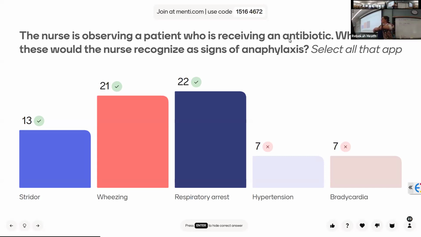Wheezing, right, in our lungs, we might hear wheezing. That's different than stridor. Respiratory arrest might happen too. Because of that blockage, they might not be able to breathe, right? It can get swollen so much, it might cause blockage where they can't breathe. Hypertension and bradycardia really aren't signs of anaphylaxis.